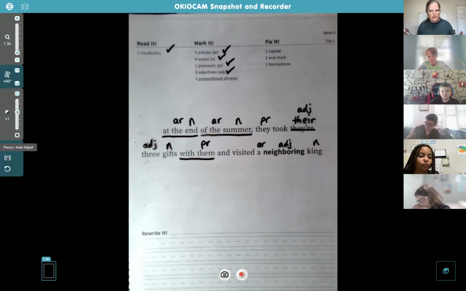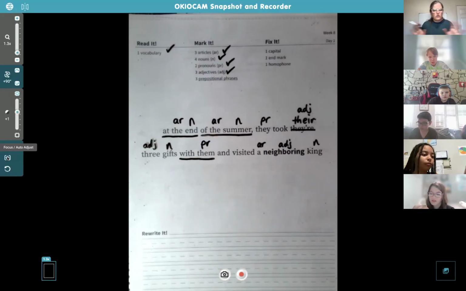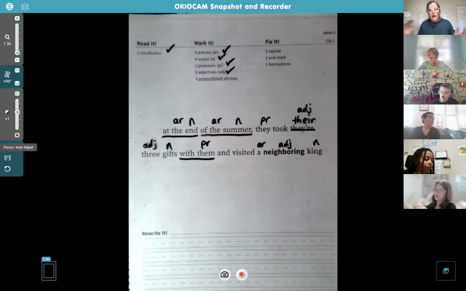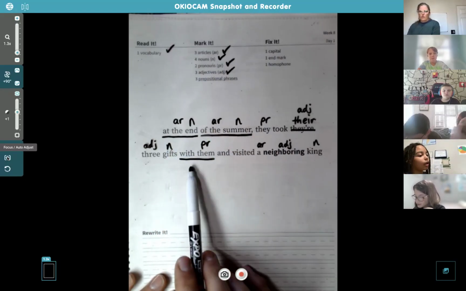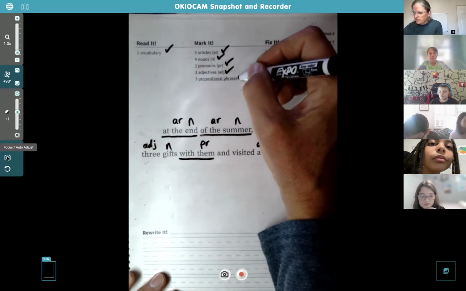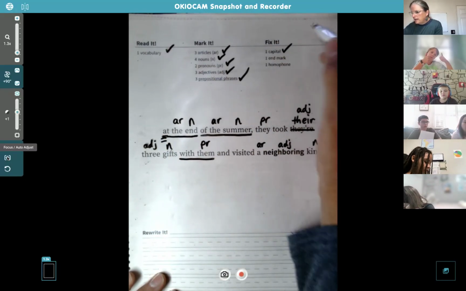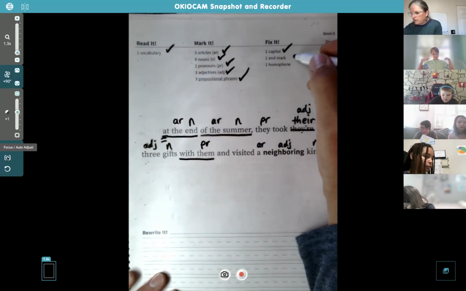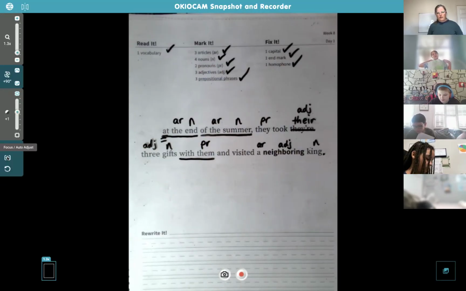Save them for the end of your list. Look at what words are left. Check the list and then ask what. And then that'll help you find the prepositional phrase. So at the end is one. Of the summer, with them. Good job, you guys. And then one capital, we could do that. End mark is a period. We already fixed the homophone, which was there, and we're done.